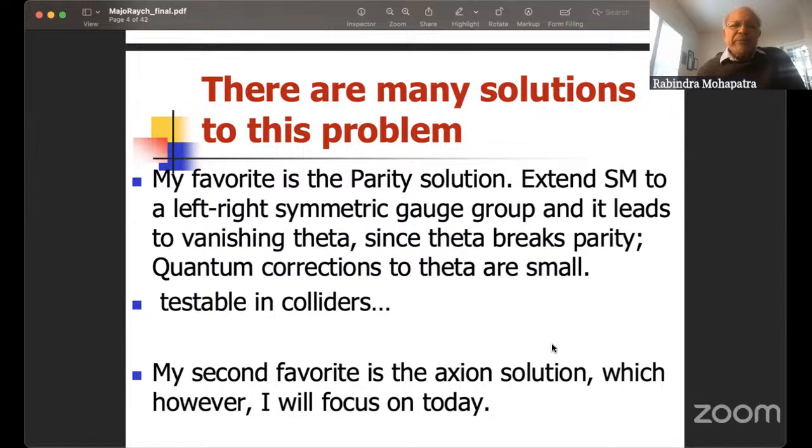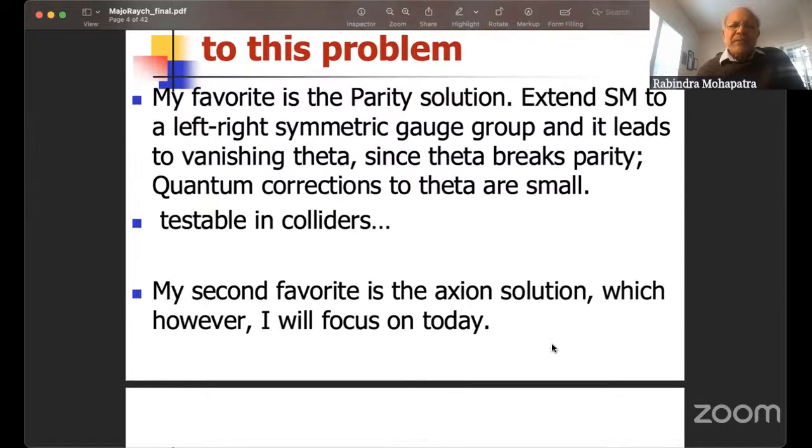However, my second favorite solution, which I will discuss today, is the Axion solution, because it's a very interesting dynamical way to understand why theta is so small.